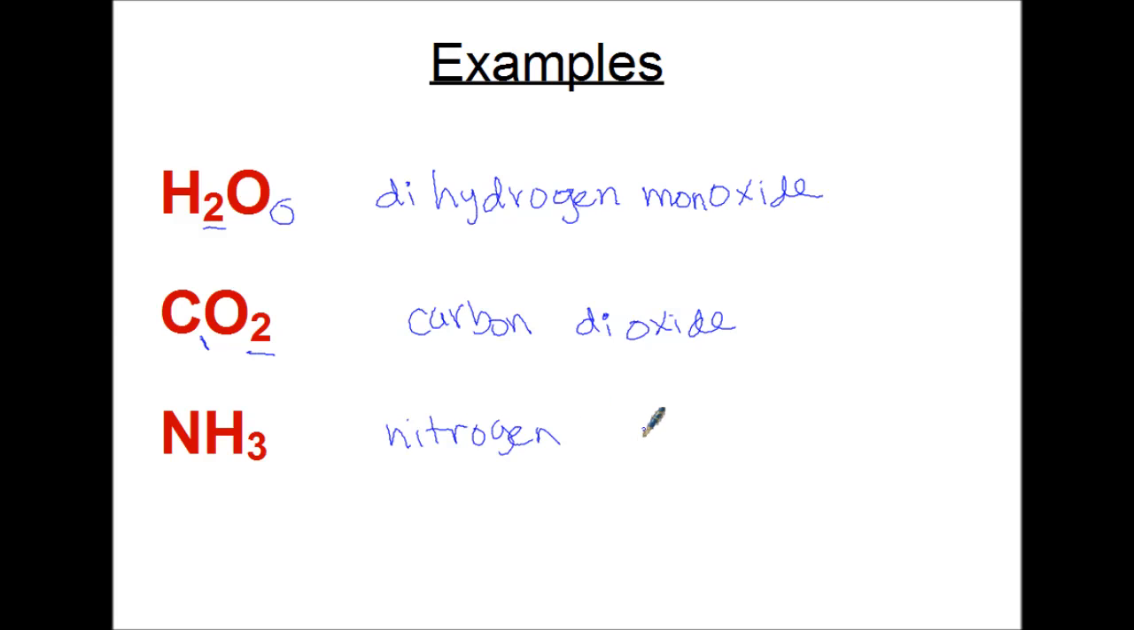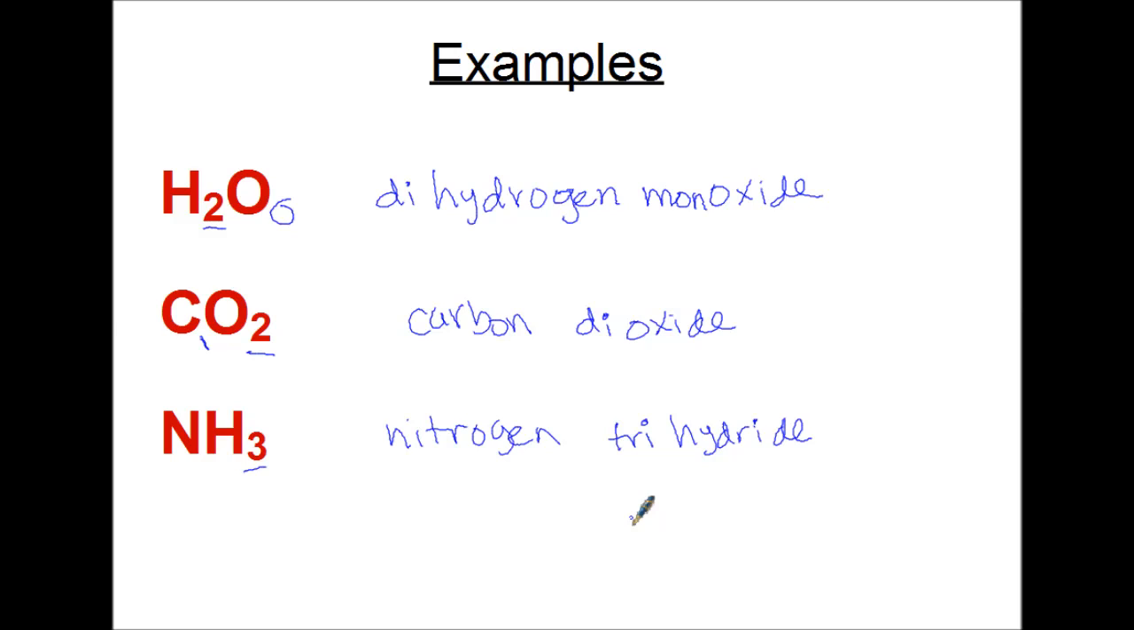Our second element is hydrogen, and that gets changed to hydride. The subscript is 3, and the corresponding prefix is tri. So we'll put our prefix in there, and we have nitrogen trihydride.